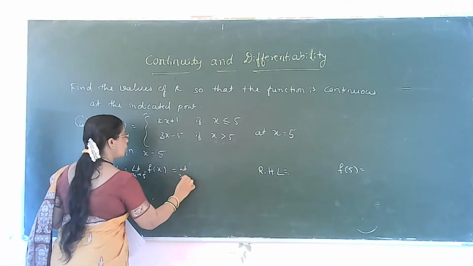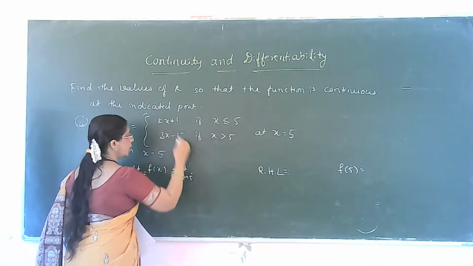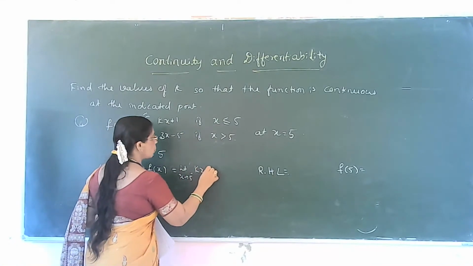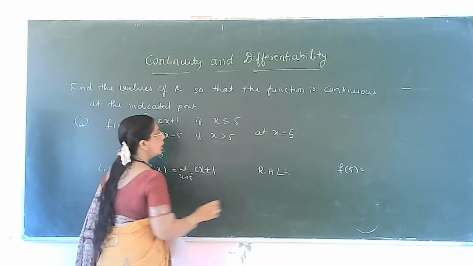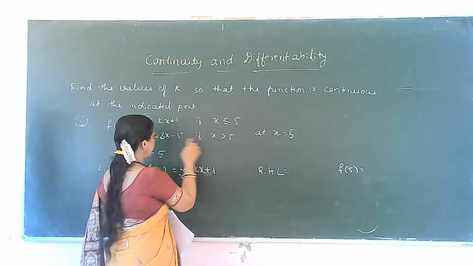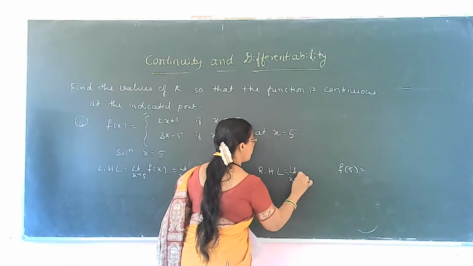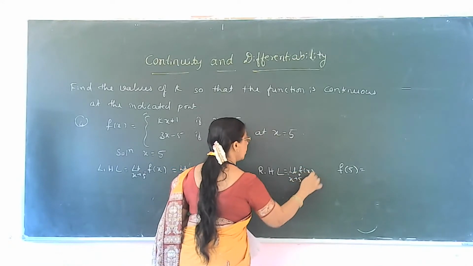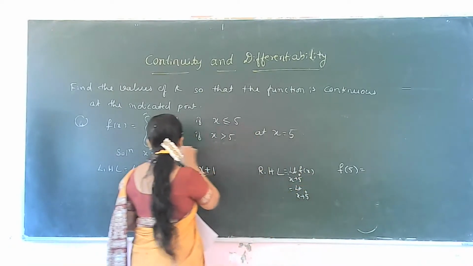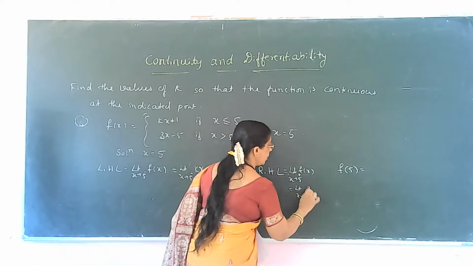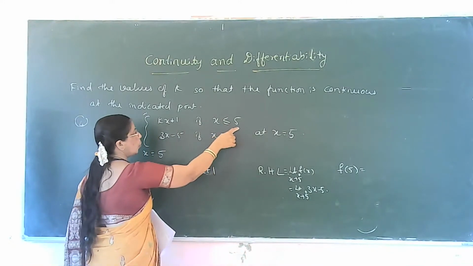Limit of x tends to 5 minus f of x, here x is less than 5, the LHL, is kx plus 1. Here the RHL, x greater than 5, is limit of x tends to 5 plus f of x, which is equal to limit of x tends to 5 plus the function 3x minus 5. Then f of 5 is equal to 5.